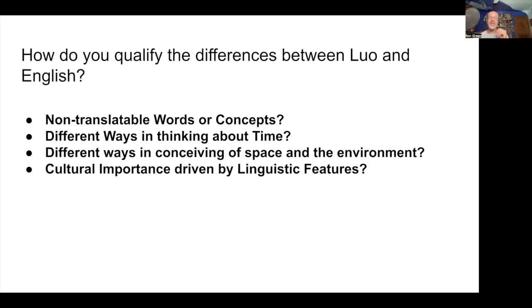Third bullet point: different ways of conceiving of space and the environment. This is a really interesting way, because English is so stark and very logical. English is not, from an indigenous perspective, attached to a philosophy or concepts that are, say, divine or religious in any way.